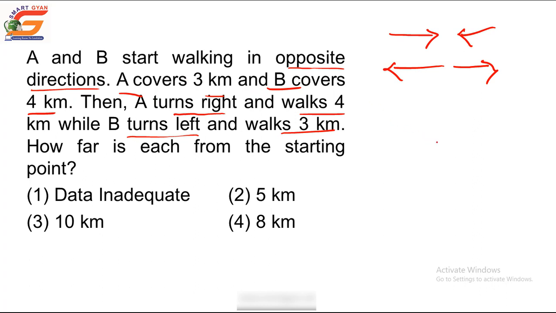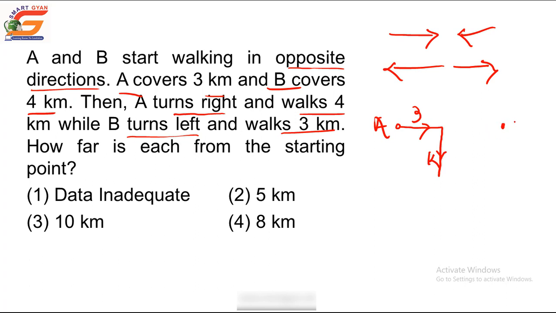A covers 3 km and B covers 4 km. From any point you pick up, suppose first we pick this one, that is moving closer. A covers 3 km. Suppose A started from this point and moves 3 km. Then A turns right and walks 4 km. After reaching this point, A turns right and covers 4 km. This is the journey or path of A.